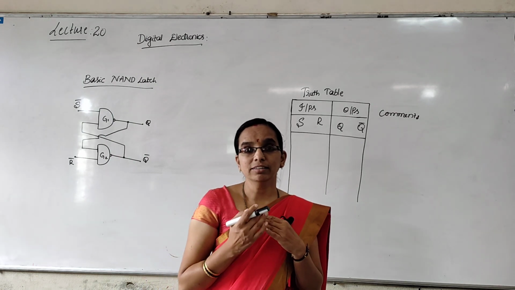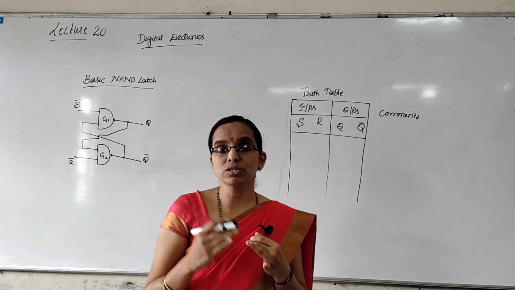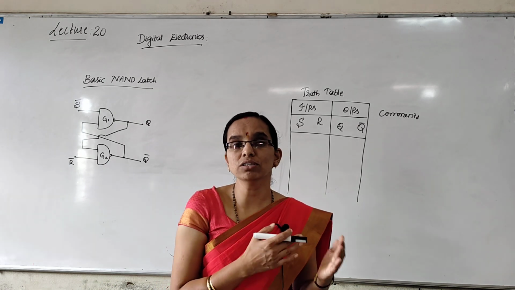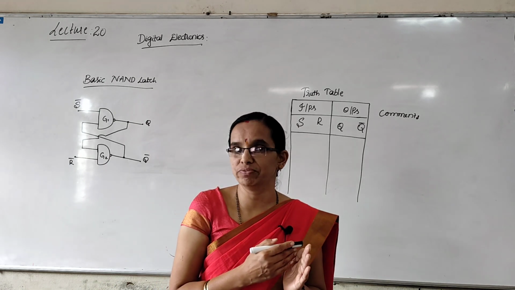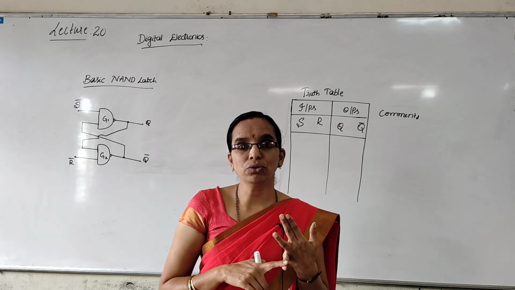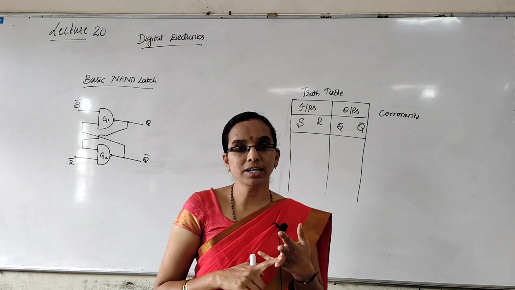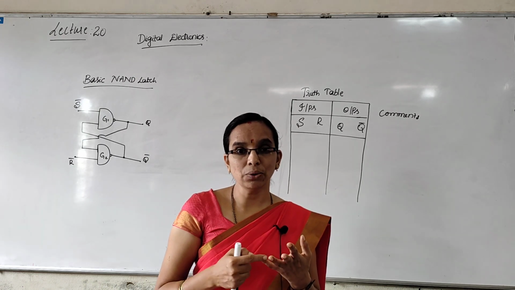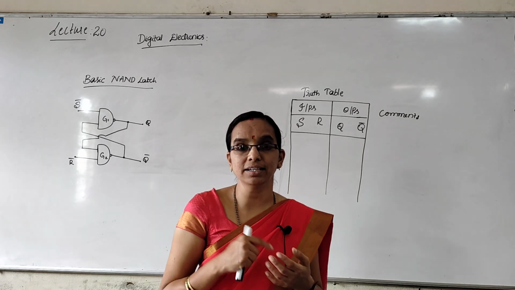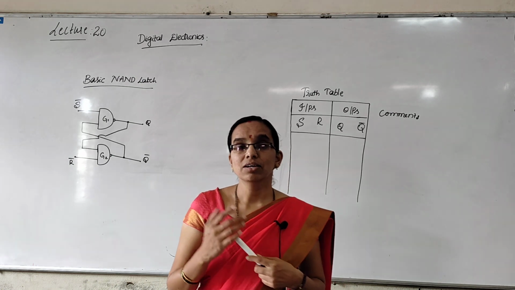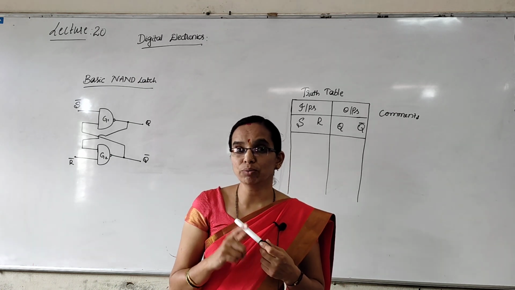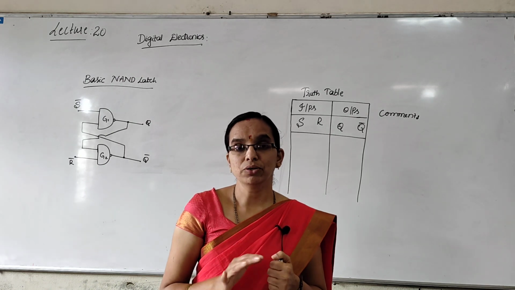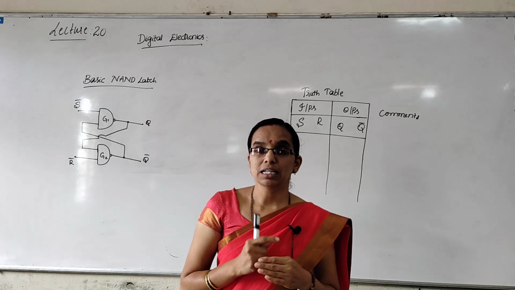Okay, and you know when S is equal to 0 and R is equal to 0, what happened? It was a no change condition, that means we acquired the hold condition. S is equal to 0 and R is equal to 1 is the reset state, R is equal to 0 and S is equal to 1 is the set state, and the last case, when S and R are both equal to 1, was prohibited because that was invalid. It's okay.